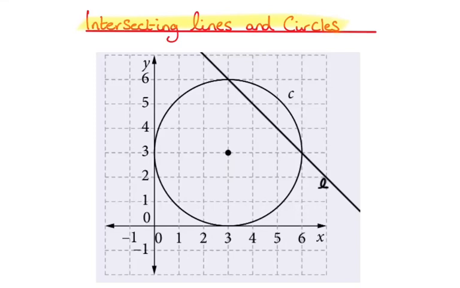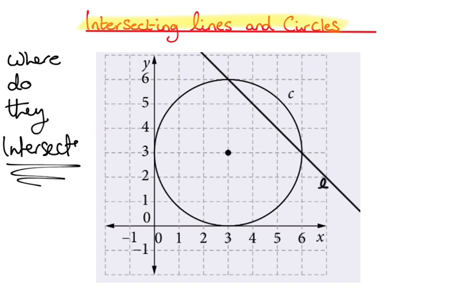So if we're looking to see where you get intersecting lines and circles, what we're talking about is finding points. If I have my circle here, C, and my line here, L, and I'm asked where do they intersect? Where do they intersect?